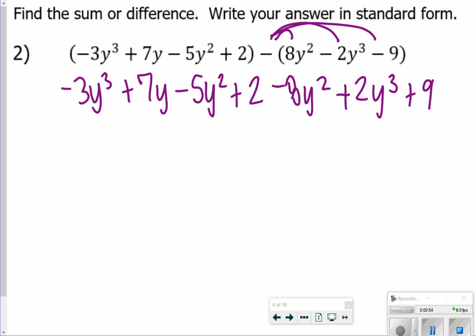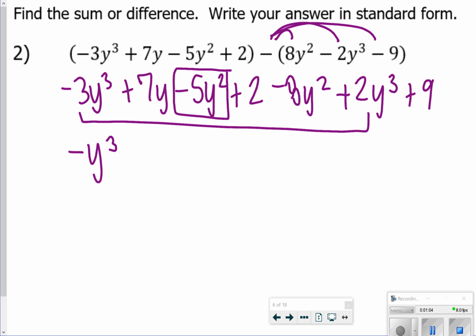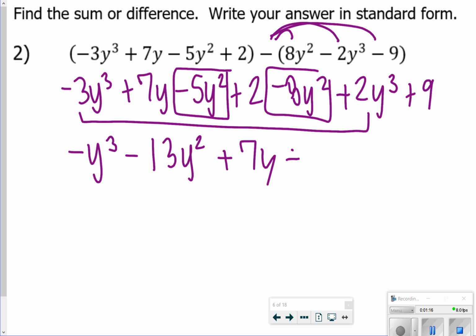So I'm going to start with my cubed, or my to the third power. Negative 3y to the third and 2y to the third, I'm going to get negative y to the third. The next one I'll have is squared. Negative 5 and negative 8 make negative 13y squared. Next one I'll have will be 7y. That can't be combined with anything else. And then 2 plus 9 will give me 11. So here's my answer for number 2.